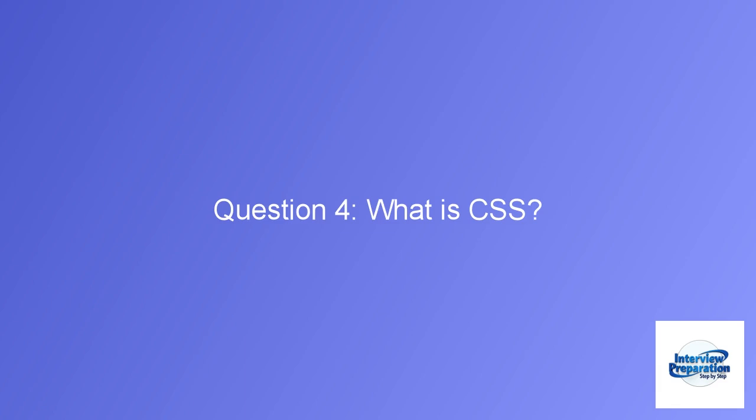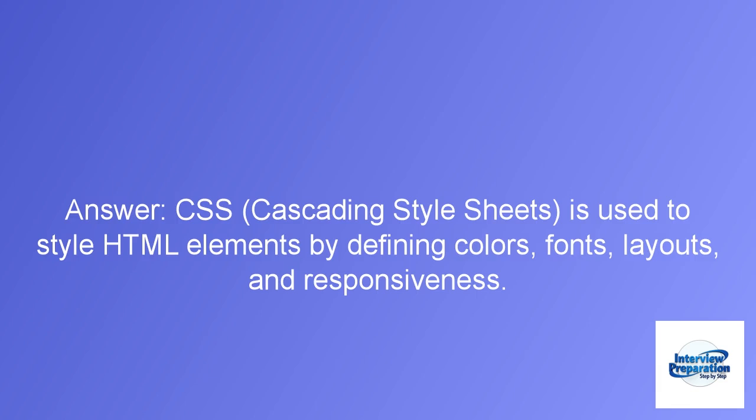Question 4. What is CSS? Answer. CSS, cascading style sheets, is used to style HTML elements by defining colors, fonts, layouts, and responsiveness.